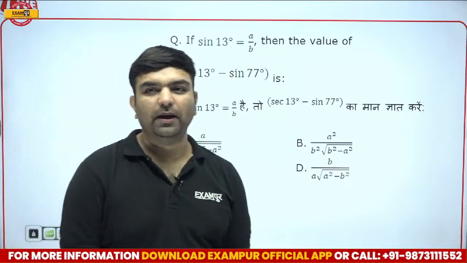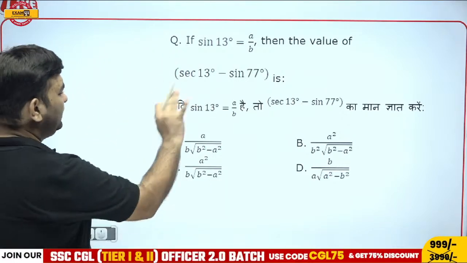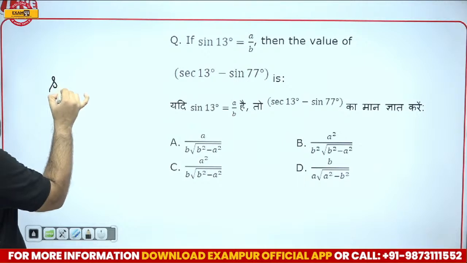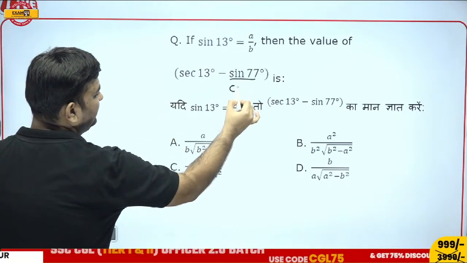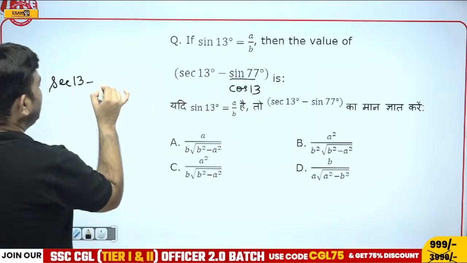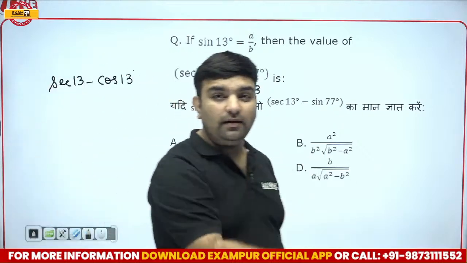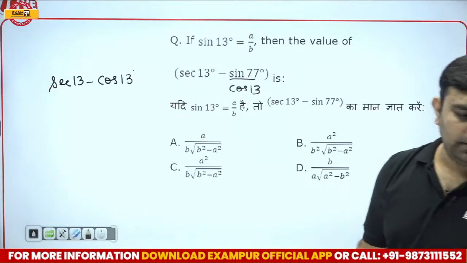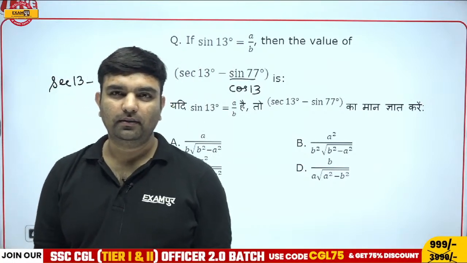Sine 13 is A by B. What is sec 13 minus sine 77? Convert everything into 13. Sine 77 can be written as cos 13. It's pretty easy. It's the same as the older one.